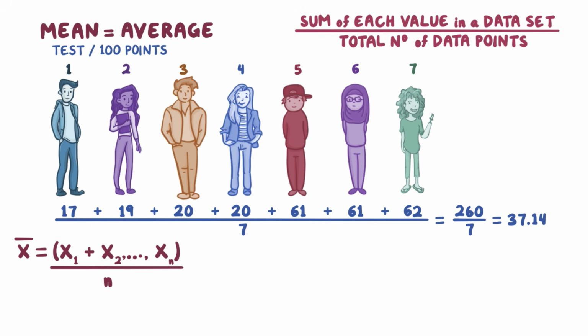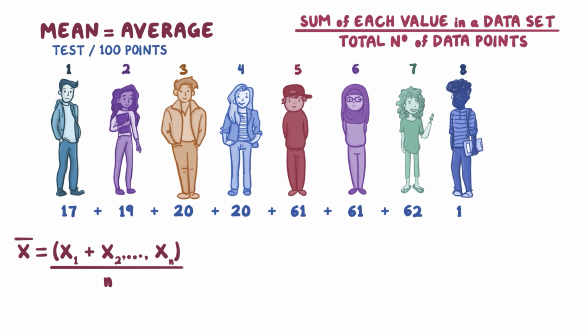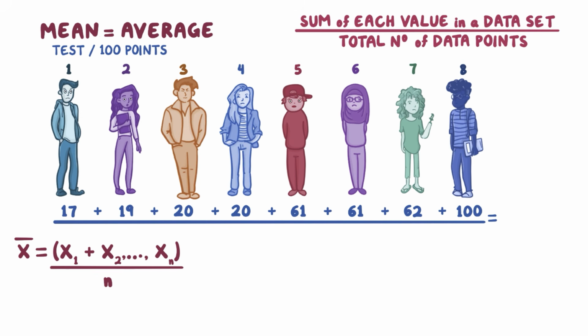But the problem with the mean is that it can be influenced by an extreme value called an outlier. Let's say that another student comes along and gets a perfect 100 out of 100 on the test. That means that the average is now 17 plus 19 plus 20 plus 20 plus 61 plus 61 plus 62 plus 100, which equals 360 divided by 8, which is 45.